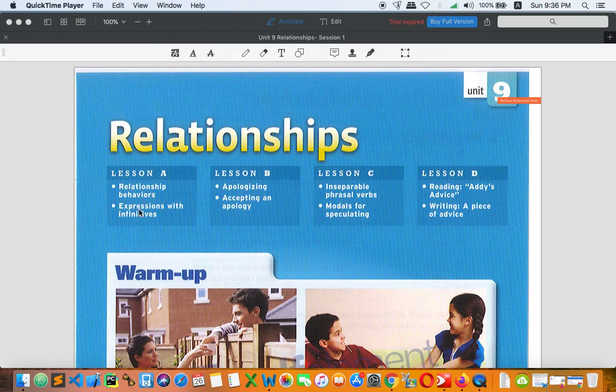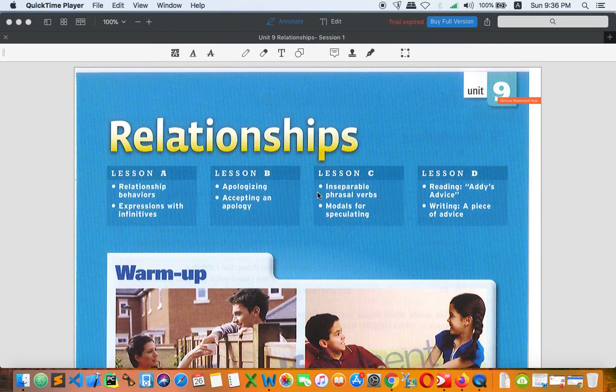Expressions with infinitives. We focus on the grammar. And in lesson B, we're going to learn about apologizing. So probably we learn to say sorry. Okay. And we also learn how to accept an apology. Okay. If somebody says sorry to us, then we can forgive and forget that.